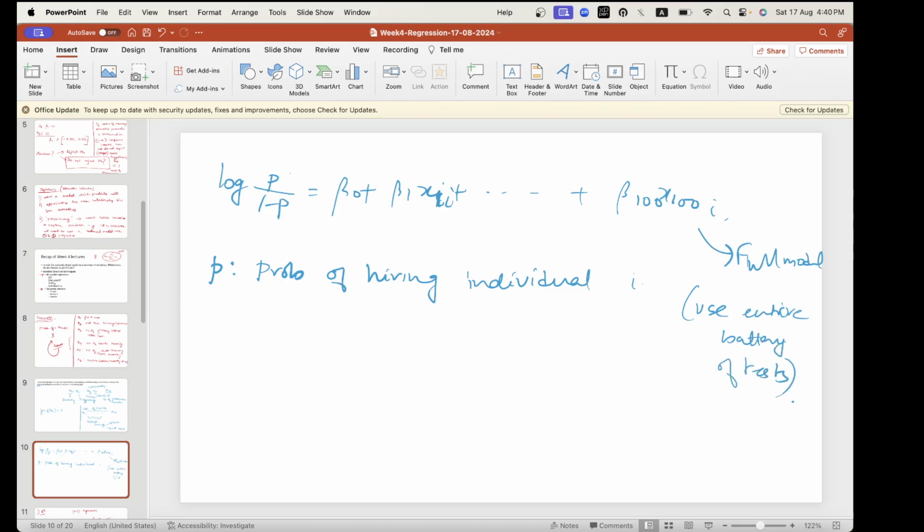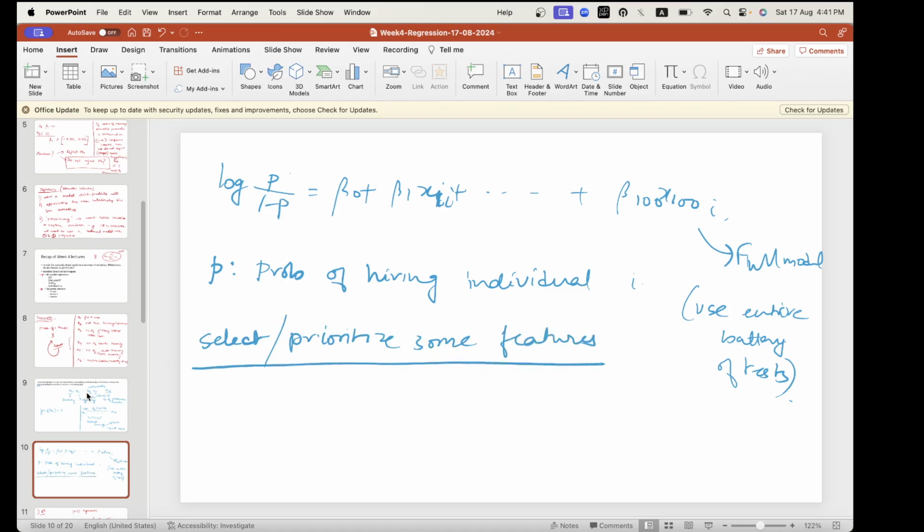Now this entire thing would be your full model, that is, you use the entire battery of tests. But then this has some problems in the sense that if the number of individuals you have data on is less than your number of parameters, then there would be problems in estimation. So then what do you want to do? You want to select, or rather prioritize, some features from the tests.